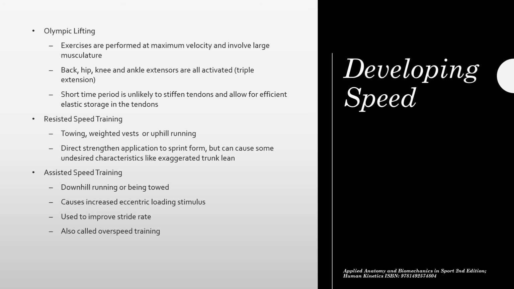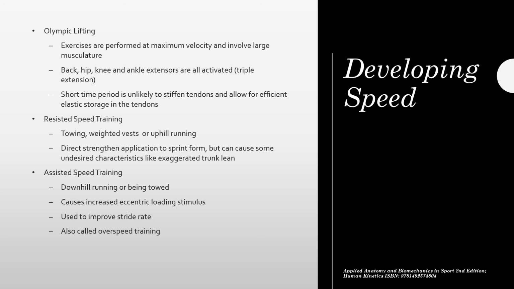Another option is resisted speed training. So anything that involves you trying to run or sprint while weighted, so towing a sled, wearing a weighted vest, running uphill, anything that is going to make the sprinting more difficult. We have seen a direct ability to use this resisted speed training to strengthen sprint form, but you need to be careful that you're not creating other issues with technique like exaggerated trunk lean, which is going to be detrimental when you actually have somebody go run, say, a 100-meter race.